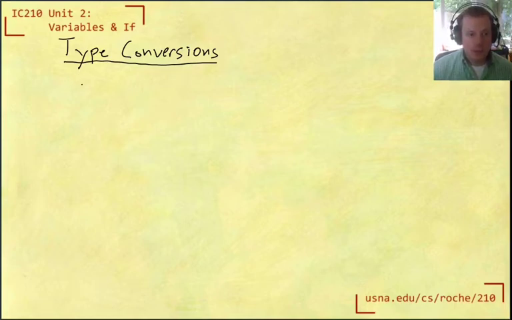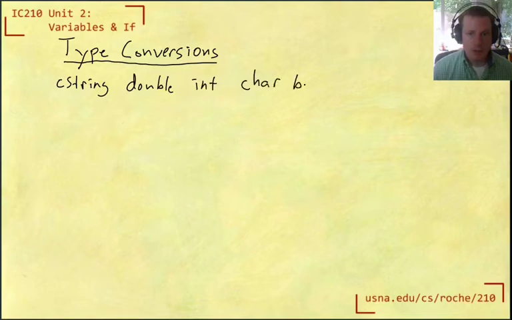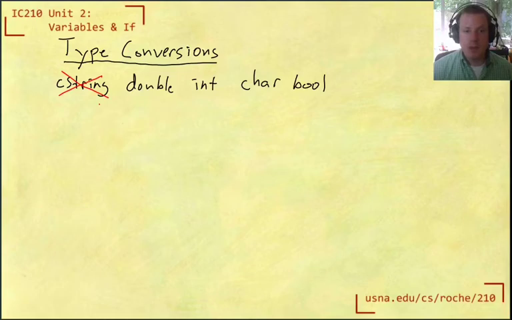So what we are talking about is changing between these types. So remember, what are the types that we have? We have C string, double, int, char, and bool. There are other types in C, but these are the only ones that we're going to be dealing with, at least for now. And when we talk about type conversions, we're going to take C string out of the picture, because that one's not a built-in type to the language, and so the compiler can't automatically do conversions with that one. So really we're just talking about these four types: double, int, char, and bool.